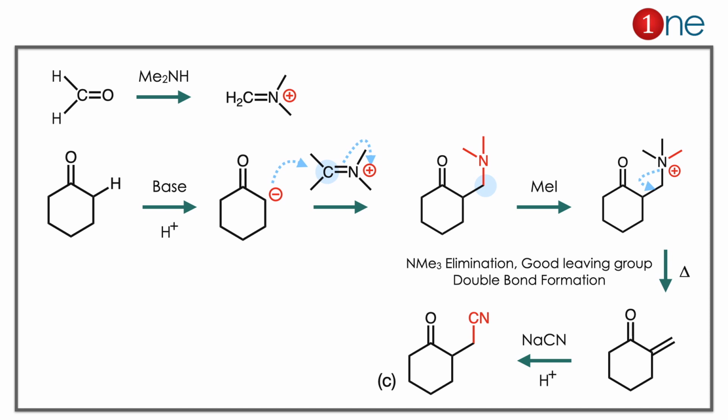Next step, you are using methyl iodide, so it is the quaternary ammonium salt. So N gets four valency, it gets positive. So an elimination reaction is definitely possible. Since you are heating, the double bond formation occurs there. The next step, you are attacking with sodium cyanide, you have the cyanide substitution, which is answer C.